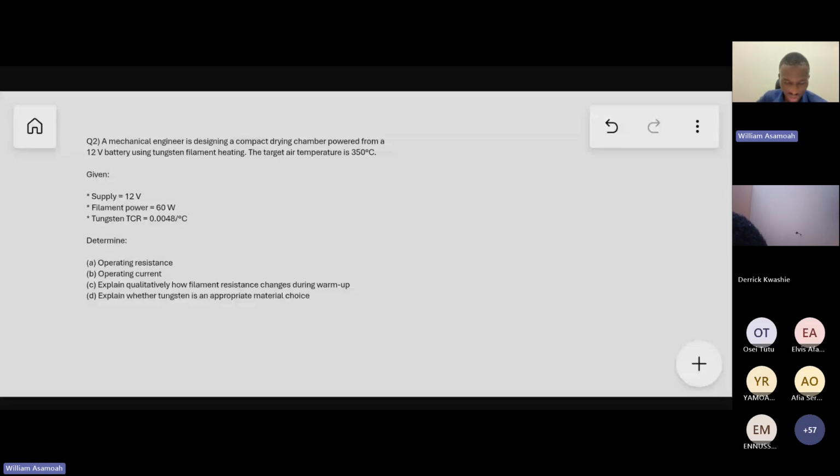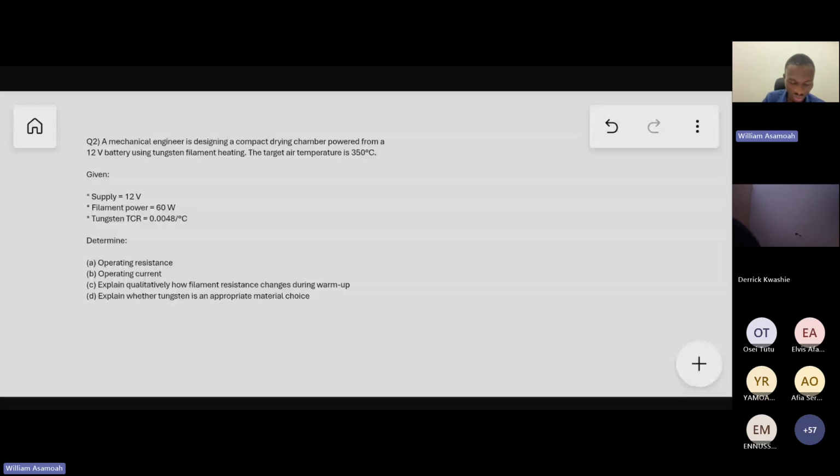A mechanical engineer is designing a compact drying chamber powered by a 12-volt battery using tungsten filament heating. The target air temperature is 350 degrees Celsius. So that is where we want to heat the drying chamber to. Given that the supply voltage is 12 volts, and this really happens. We use this in cabinet dryers. You will learn more about that later on. Now, the filament power is 60 watts, and tungsten's TCR, temperature coefficient of resistance, is 0.0048 per degree Celsius.